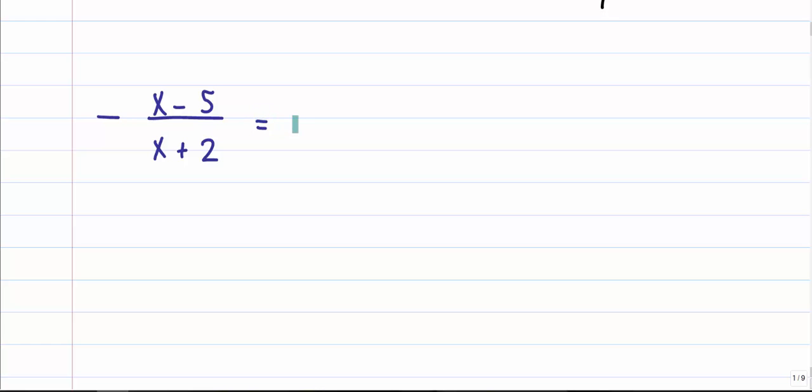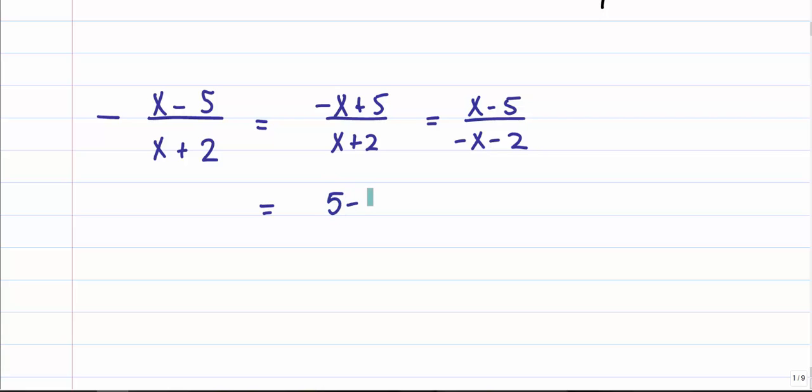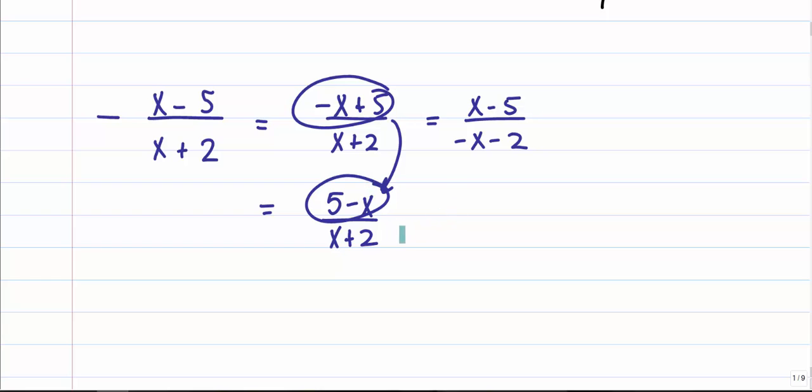Well, I could multiply the numerator by negative 1 and get this. That's one option. Or I could multiply the denominator by negative 1, leaving the numerator alone, and I would get negative x minus 2. So that's 2 equivalent ways. I could also write it as 5 minus x over x plus 2. So I just took that and turned it around. That's an option.